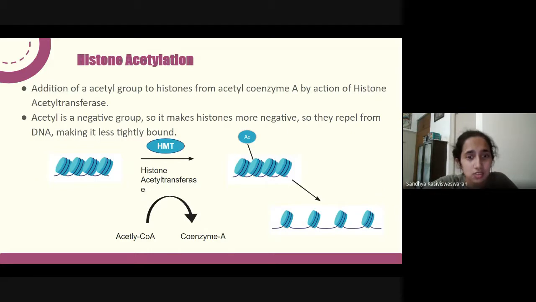If I want to silence a gene, I might add methyl to my histone so it becomes tightly bound so I cannot express the gene. And this process is mediated by histone acetyl transferases, which transfer the acetyl group from acetyl coenzyme A. And so the acetyl goes from here onto your histone, giving you just coenzyme A.